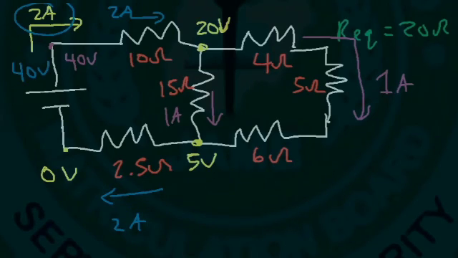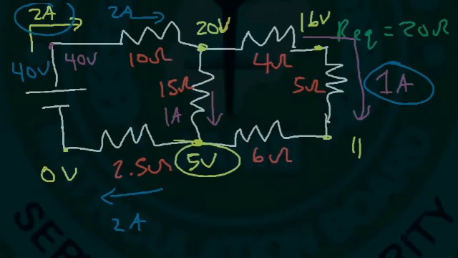Now let's find the other voltages. So if we have 1 amp flowing through a 4 ohm resistor, 1 times 4 is 4. So the voltage drop is 4, which means the voltage here is 16. 16 minus 5 is 11, and 11 minus 6 gives us 5. So we can see that the voltages, they all add up, so to speak.